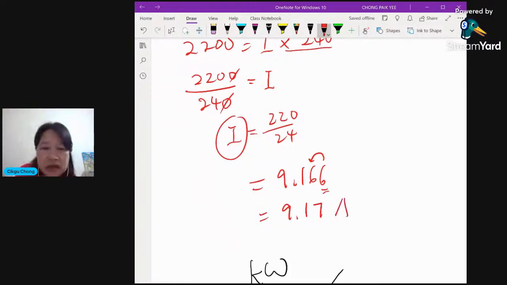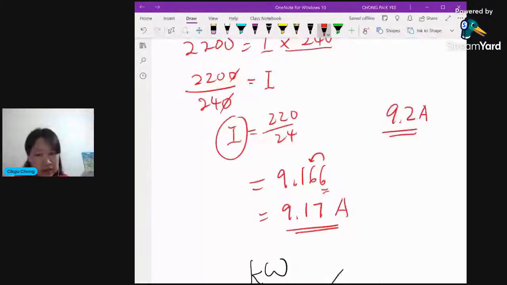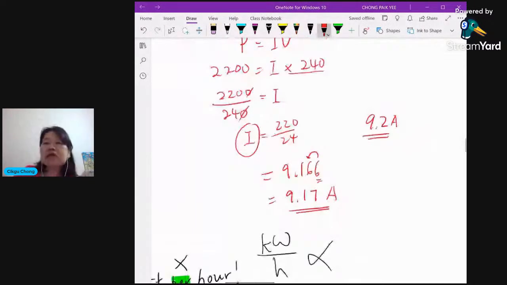Yes, good. So 9.17 ampere. Or if you want to round up, we can also accept 9.2. Also can. If you want to have one decimal place only, you look at the 7. The 7 is already more than 5. You can add 1 to the 1, becomes 2. Now, in this case, you already found the current.